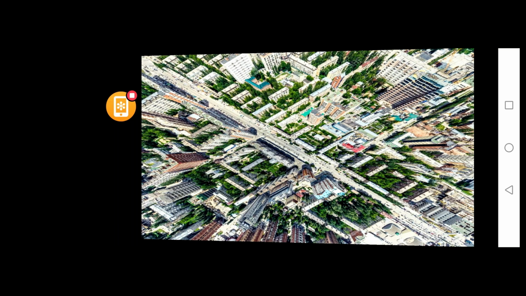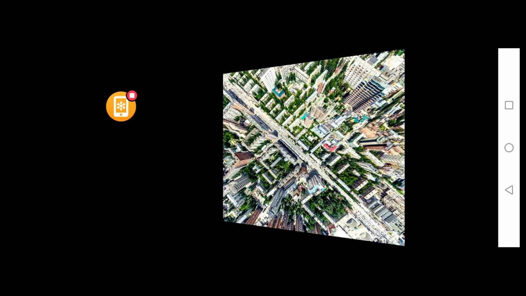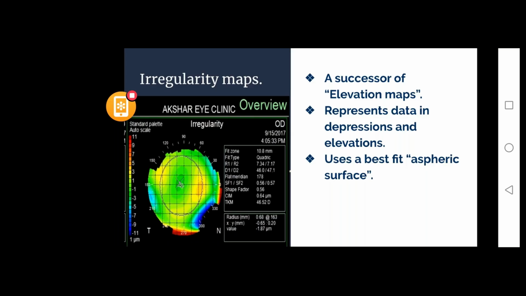Irregularity map. Now this is a successor of the elevation map. How is this irregularity map created? Basically, it takes all the values from the elevation map and compares them with the best fit aspheric surface. So let's say that a cornea is elevated by X amount and depressed by X amount in some regions. Is this elevation and depression normal?